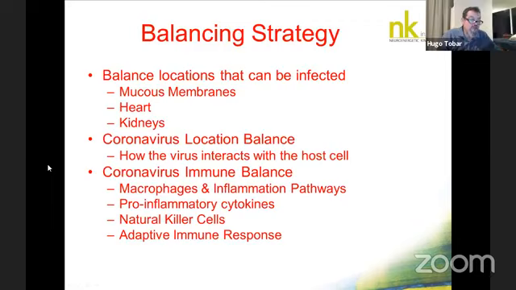We're going to have the strategy that with kinesiology you can balance parts that can be infected, such as mainly the mucous membranes like the lungs. We also do the heart, kidneys.